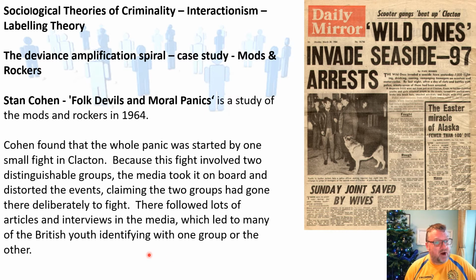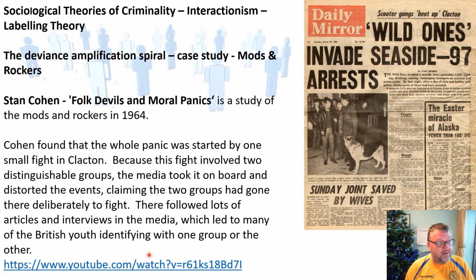And Cohen found that the whole panic about mods versus rockers in the 60s was started by one small fight in Clacton. And because this fight involved two clearly distinguishable groups, mods dressed smartly in suits on their scooters and rockers in leathers on their motorbikes, the media then took it on board and distorted the events. And they claimed that the two groups had gone there deliberately to fight, which was not the case. And there therefore followed lots of articles and interviews in the media, which led to many of the British youth then identifying with one group or the other.